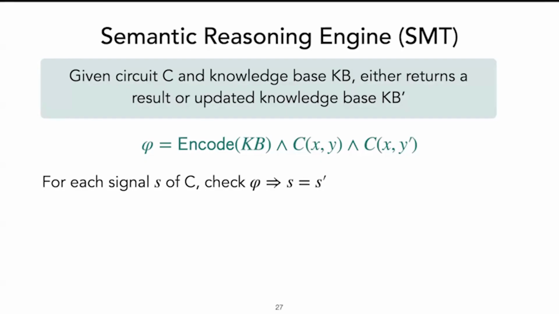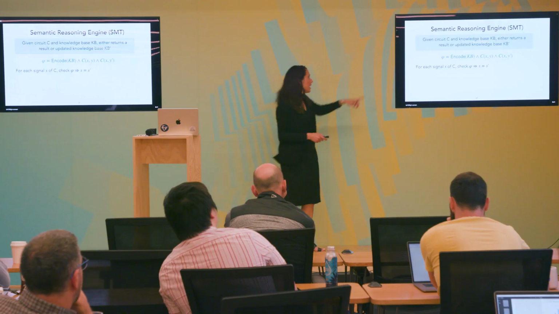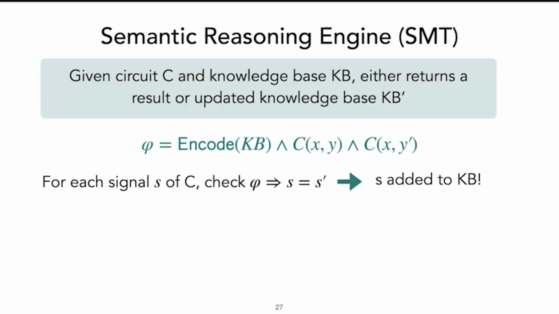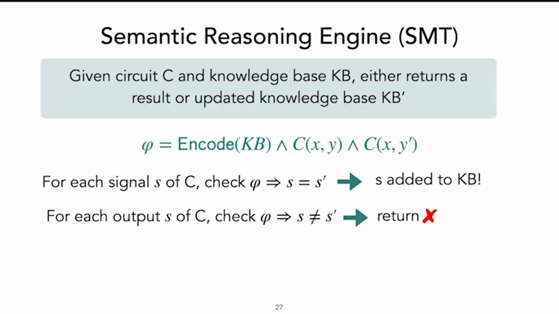And then once we have this formula phi, for each signal s of C, we're going to check whether our formula implies s is equal to s prime. And again, s here is referring to the signal in the first copy and s prime in the other copy. And if that's the case, that means s is deterministic, so it's going to be added to our knowledge base. And similarly for each output, not for the intermediate signals, but for just the outputs, we're also going to see if phi implies s is not equal to s prime. And if that's the case, since s is an output, we definitely know there's a problem, and we're going to report a counterexample to the user.